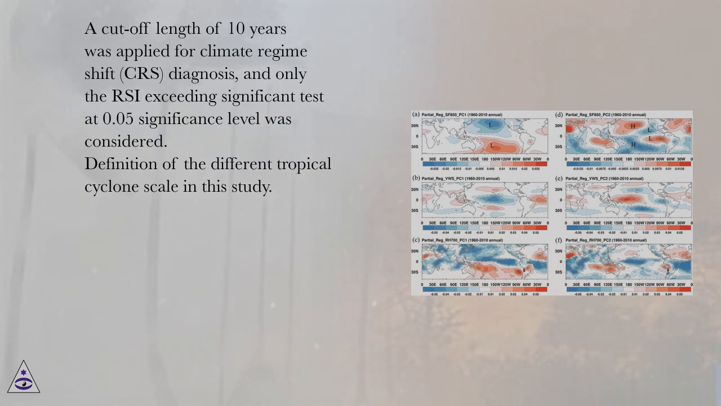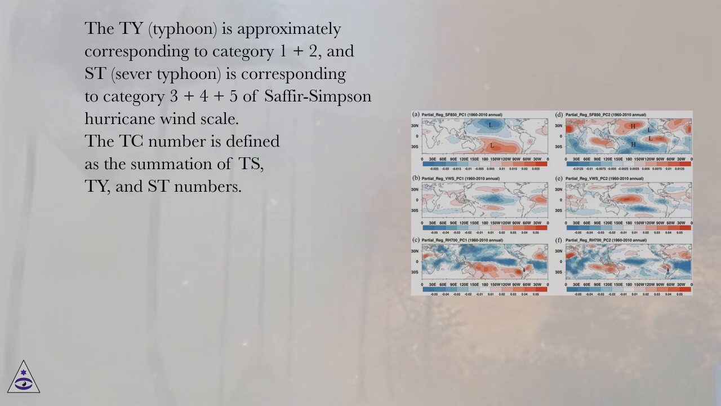Definition of the different tropical cyclone scales in this study. The typhoon, TY, is approximately corresponding to Category 1 plus 2, and SD, severe typhoon, is corresponding to Category 3 plus 4 plus 5 of the Saffir-Simpson hurricane wind scale. The TC number is defined as the summation of TS, TY and SD numbers.